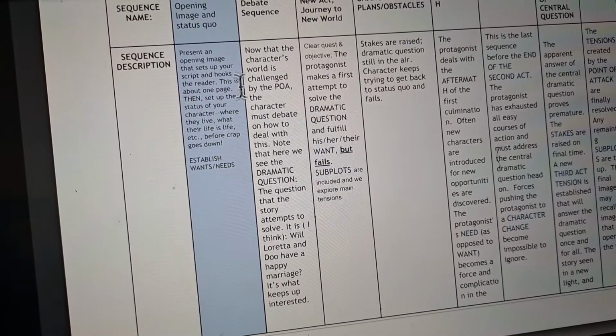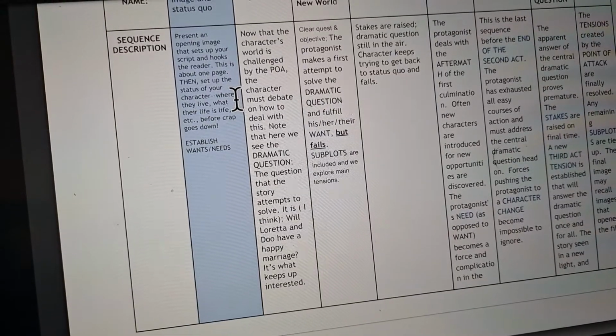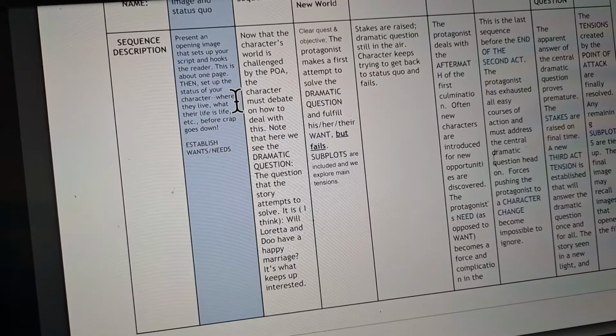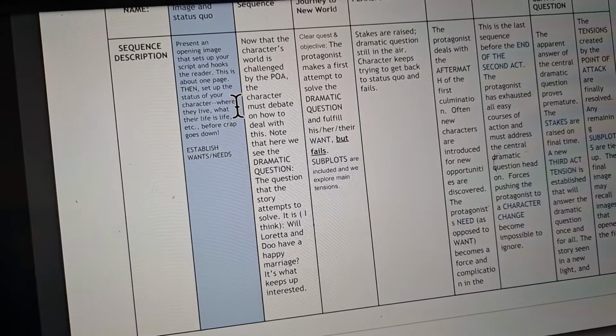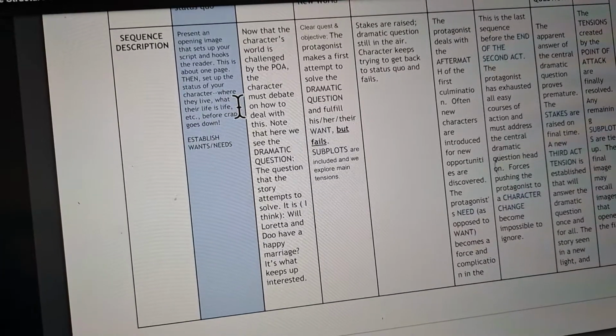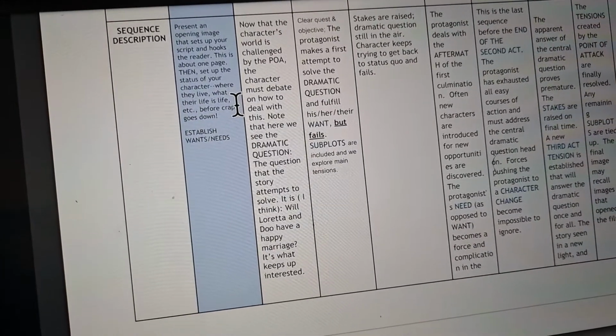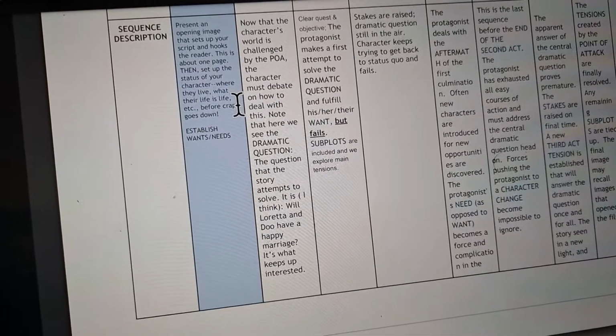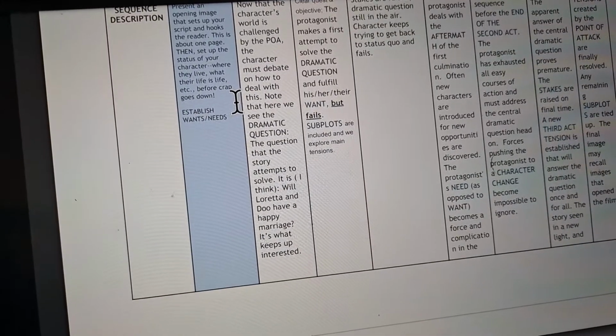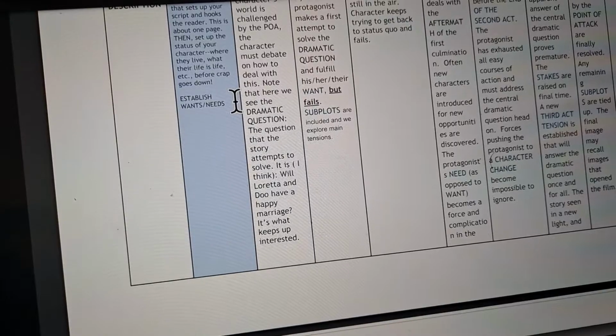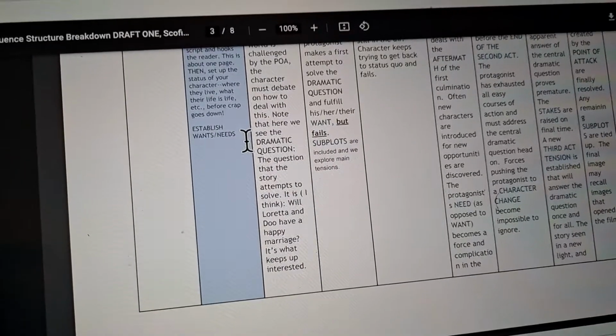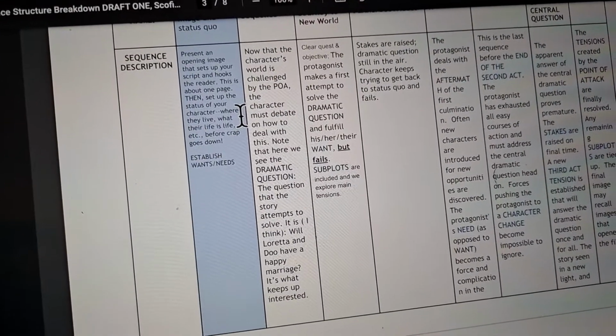You set up something that hooks the reader. We get them into the world. Think of Coal Miner's Daughter. We're seeing the coal mines and we're seeing the harshness of the world. And then we set up the status quo of the character, what their life is like, everything before crap goes down. And you establish here, you have to be very, very careful how you do this.